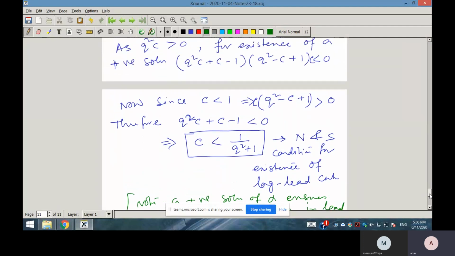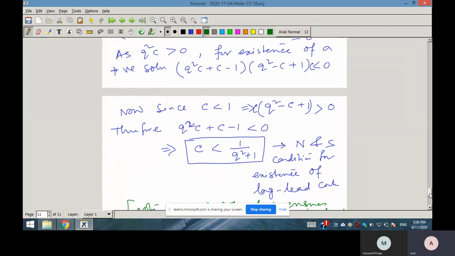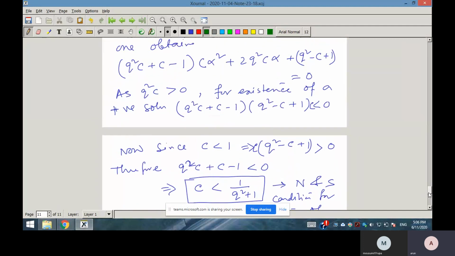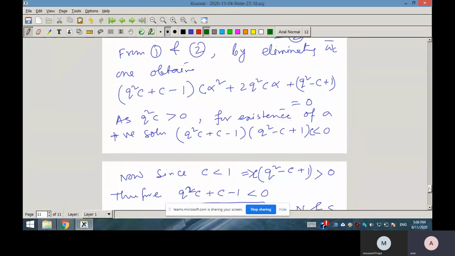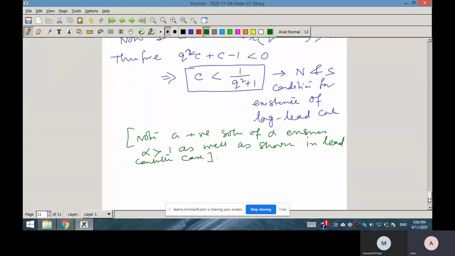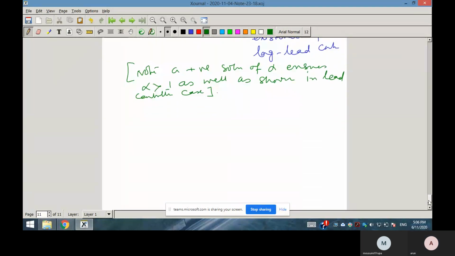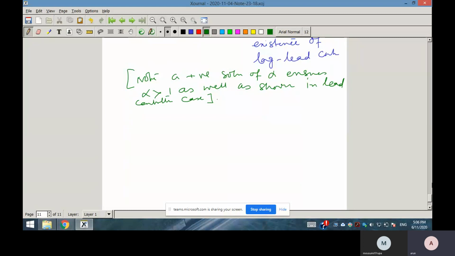Just before equation 5 of the lead controller, as we have shown, similarly here also you can easily show that if one positive solution exists, then that solution will be greater than 1. Okay.